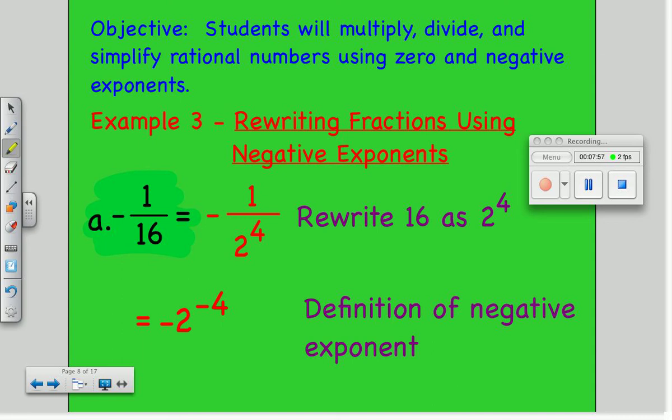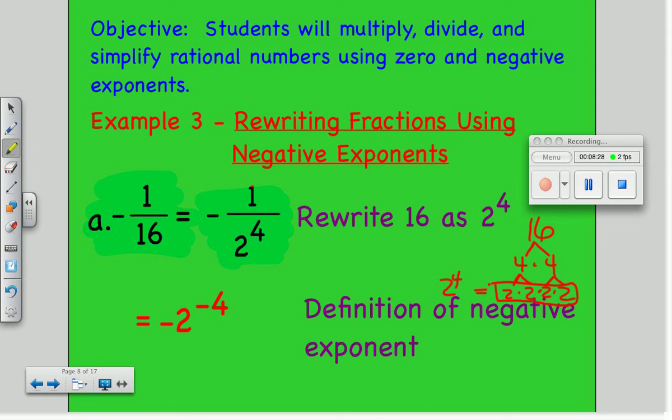So to do that, I'm going to take 16 and make a factor tree. 4 times 4. That can be factored further, 2 times 2. That can be factored further, 2 times 2. How many 2's do I have? 4 of them. So this can be written as 2 to the power of 4. So -1 over 2 to the power of 4.